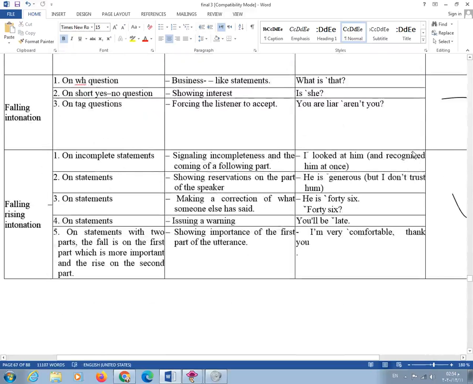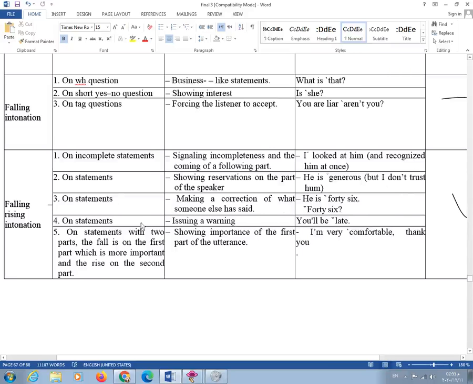Incompletion. Number 2, on statements showing reservations on the part of the speaker. For example, he's generous, but I don't trust him. Generous, but I don't trust him. On statements, also making a correction of what someone else has said. He's 46. Just a repetition, to check what has been said.